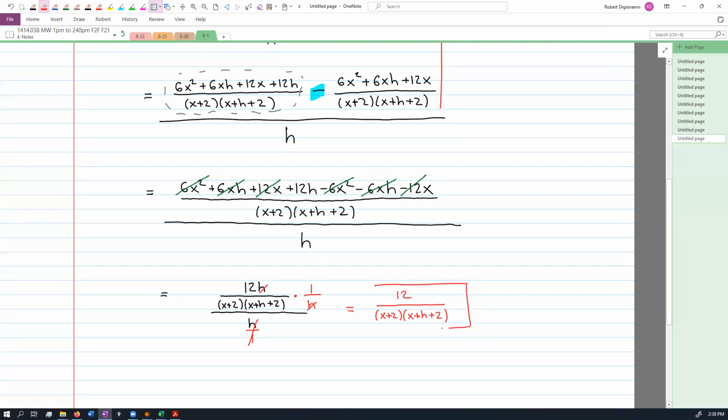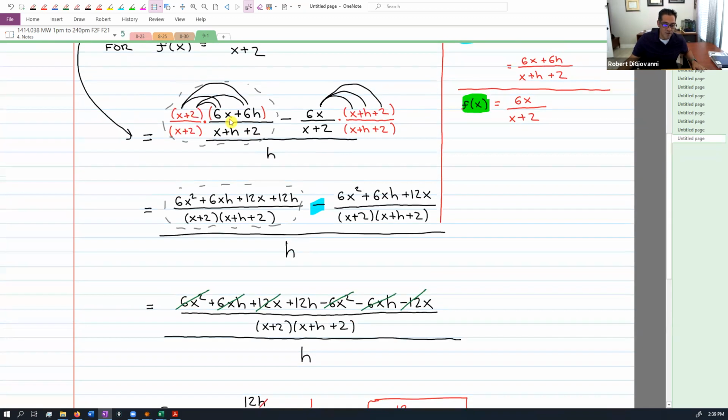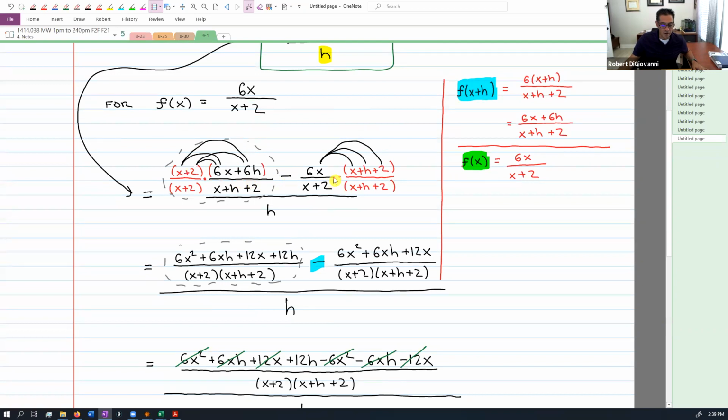Can we FOIL the denominator or no? You can. It would not be wrong to multiply this out, but it's not necessary. And actually, in a calculus class, you would not. You just leave it, because what we would do in the next step, you actually wouldn't want it multiplied out. It would be easier to leave it not multiplied. The only thing you had to multiply out was up here. When you combine these two together, you had to multiply out the numerators, because that's where you get all this canceling from.